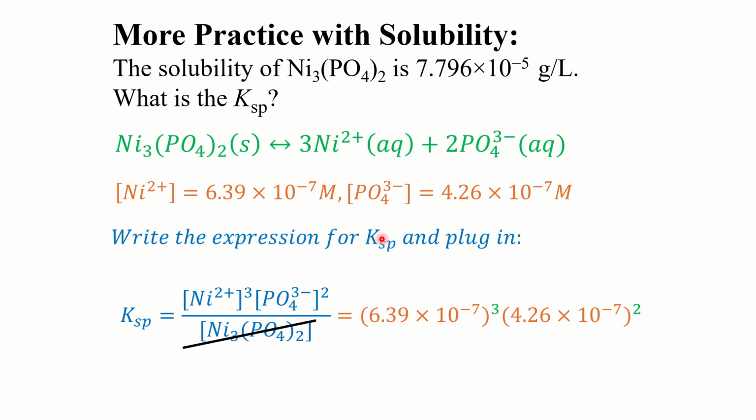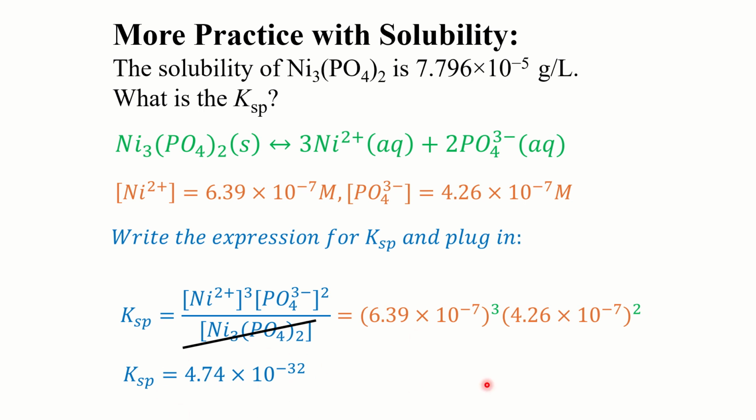So again, note that we're ignoring the solid on the bottom. So our Ksp expression would be the concentration of nickel 2+ to the third power times the concentration of phosphate to the second power. So we can take those concentrations we found, plug them in. So the Ksp would be equal to 6.39 times 10 to the negative seventh cubed times 4.26 times 10 to the negative seventh squared. And we get 4.74 times 10 to the negative 32nd. And so this is our Ksp value.